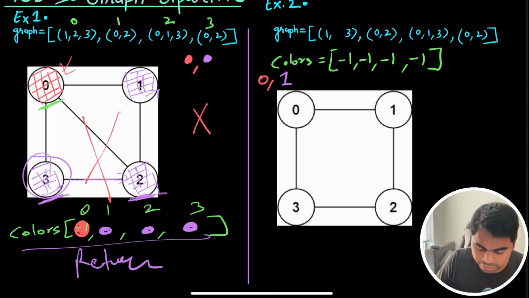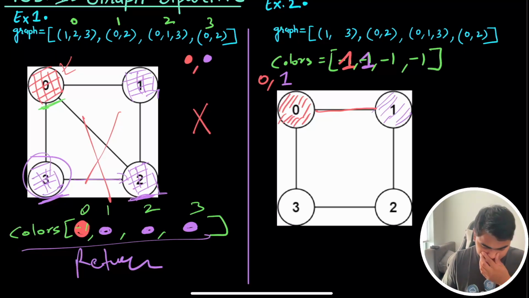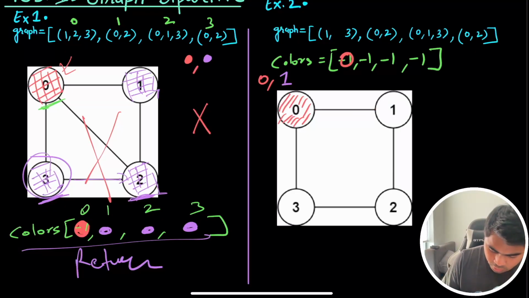Okay, so let's run DFS on the second example. I will start with 0. I'll assign this color red, or you can say 0, and I will explore neighbors of 0 since we are running DFS. So I'll go visit 1, and then I will assign it the opposite color, which is violet, or 1. Sorry, the first one was 0, my bad. This was 0, and this is going to be 1.